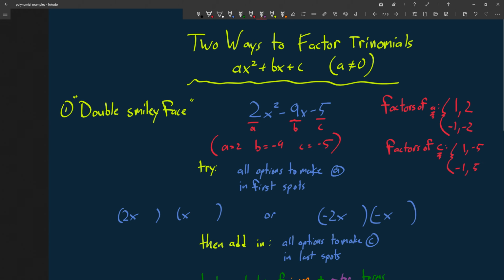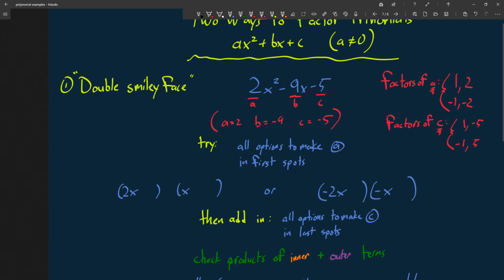One is called, I didn't name any of these, the double smiley face. And in this one, we take our trinomial. So this works for trinomials only. 2x squared minus 9x minus 5. You find the factors of a. So a you could get with 1 times 2 or negative 1 times negative 2. And all the factors of c, which you could get with 1 times negative 5 or negative 1 times 5.